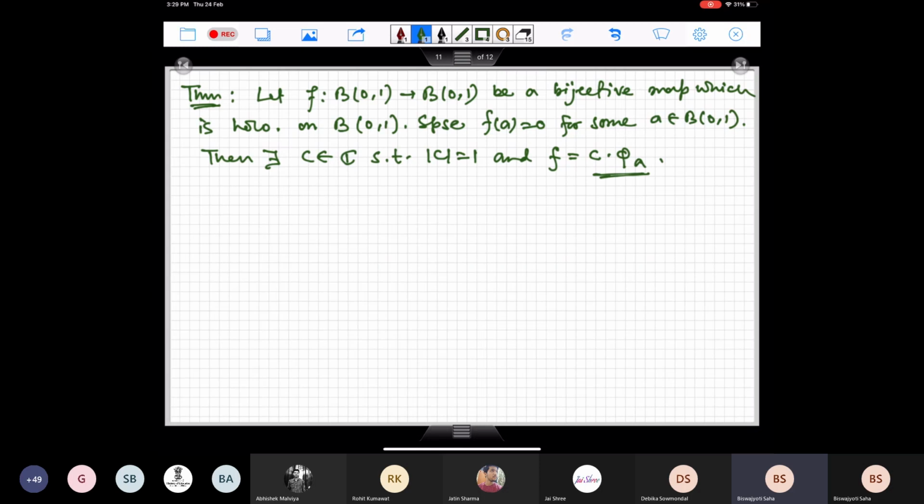Then of course we have seen various properties of our function. We are going to use them, and eventually we are going to show that if I take any bijective holomorphic function from B01 to B01, that means any biholomorphic function on the open unit disk, it looks like c times phi a. This is the characterization that we are going to have. We will see the proof in the next class, and I'll stop here today.